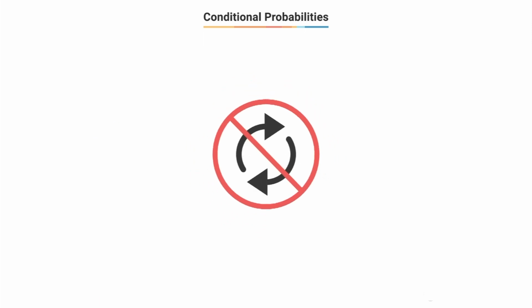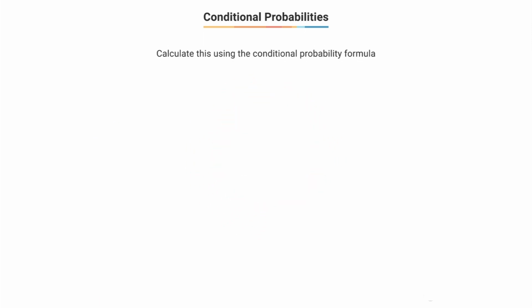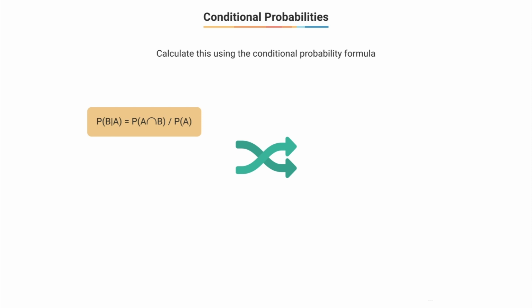Since we are doing this without replacement, we can use the conditional probability formula to calculate this. By rearranging the formula, that is probability of B given A equal to probability of A intersection B divided by probability of A, we get probability of A intersection B equal to probability of B given A into probability of A. In this case, we already know that probability of A is 4 by 20. Now what is probability of B given A?